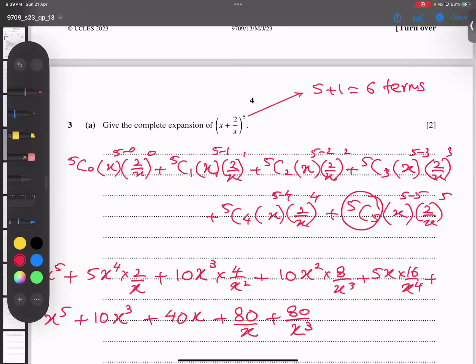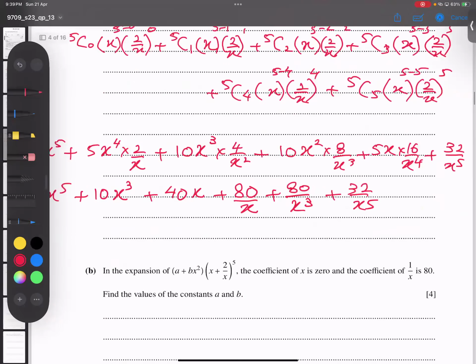So 5c5 is 1. I will not waste your time. 5 minus 5 is 0, so x to power 0 is 1. And here I can write 32 over x to power 5. This is my final form. Okay, this final form I need in the next part.